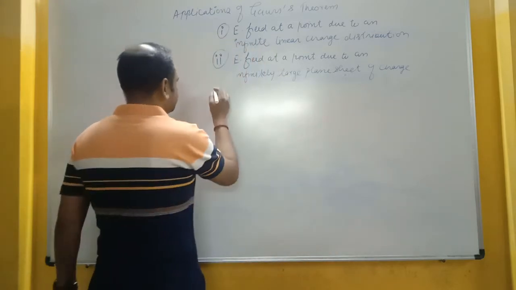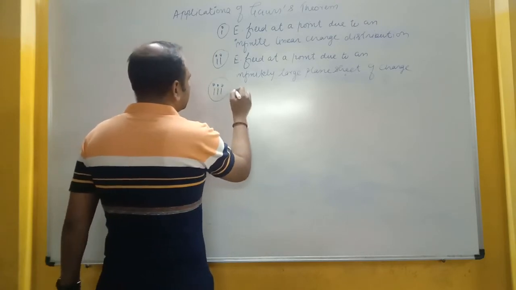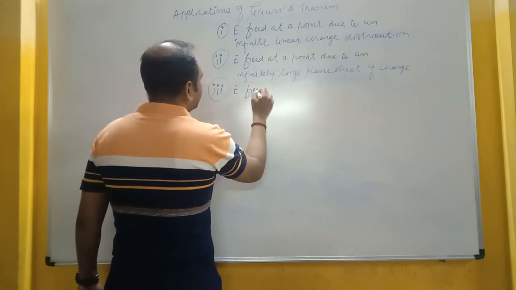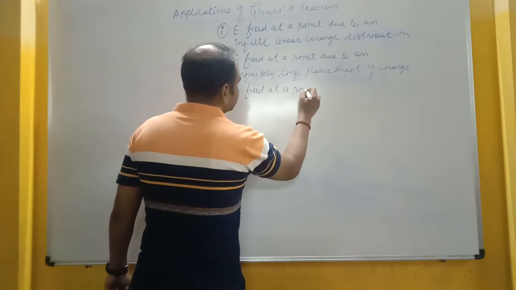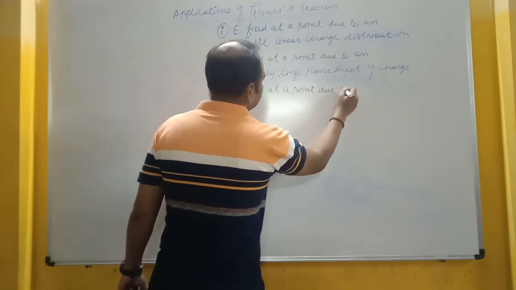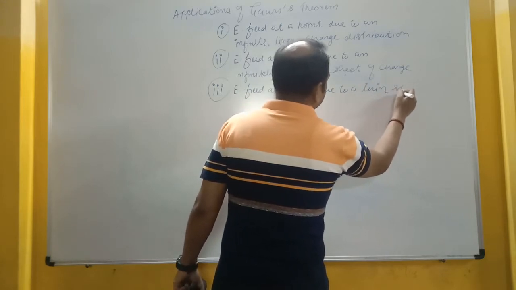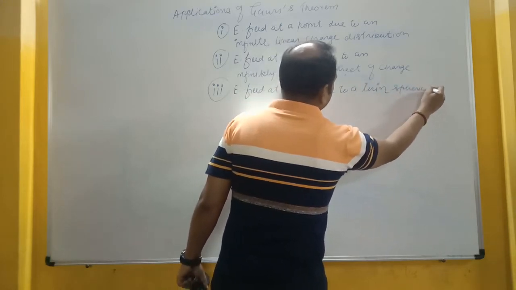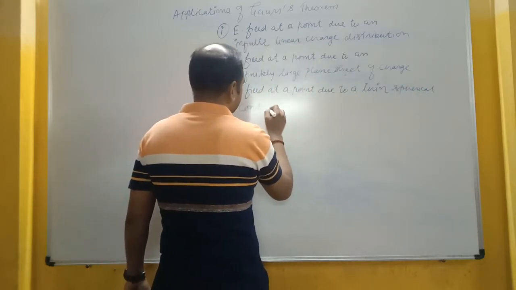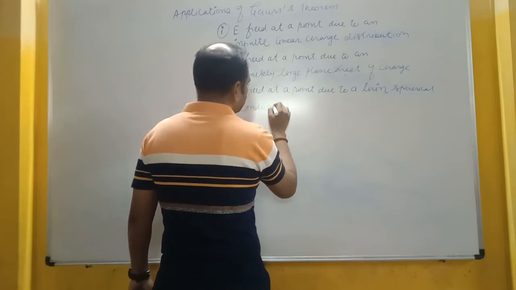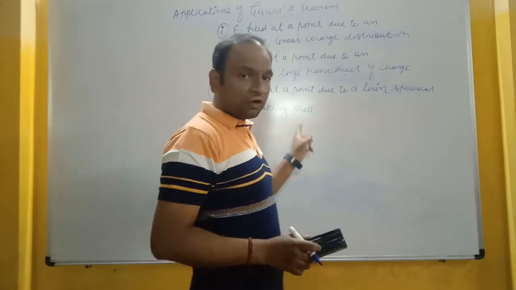Number three, you have to see the electric field at a point due to a thin spherical shell, thin spherical conducting shell. So a shell means a hollow sphere. So your sphere would be hollow, it is conducting.